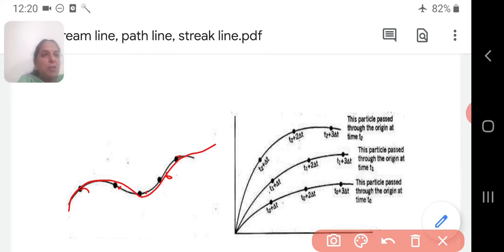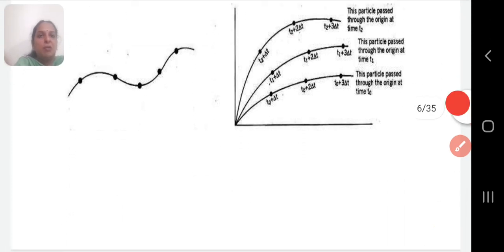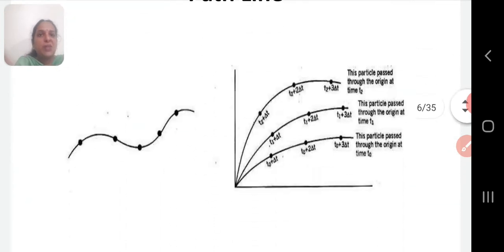Here you can see that this particle passes through the origin at time t naught, and with different times we will also be able to see others. This particle passes through at time t1, and this one will be passing through the origin at time t2. So with different time periods, the particle is moving from the origin. This can be seen with the help of a path line. Here we are going to find out the path, or the line, that is described by a single fluid particle when it moves during a specific period of time.